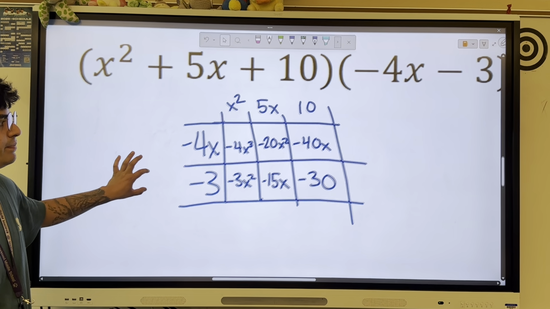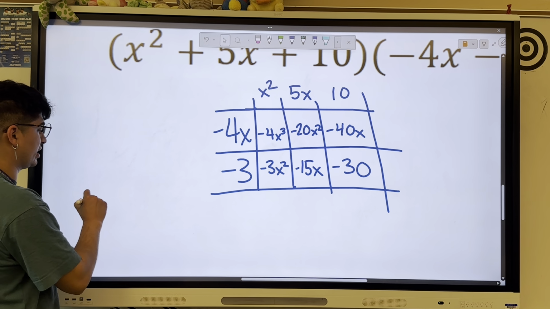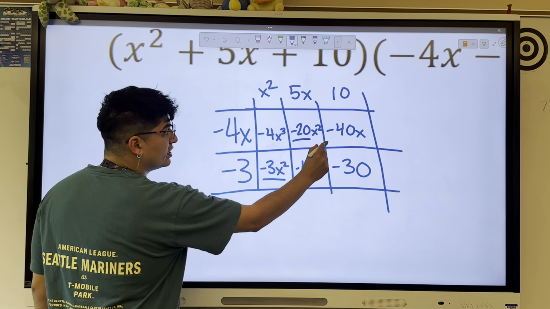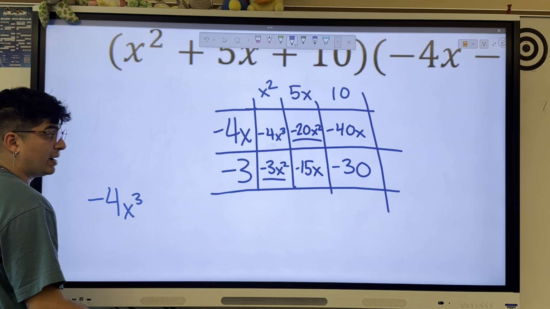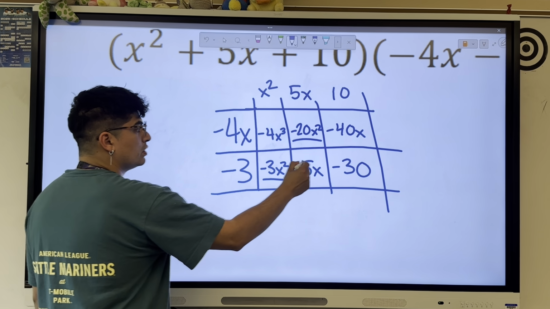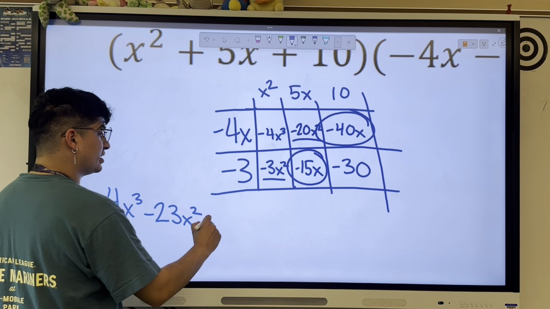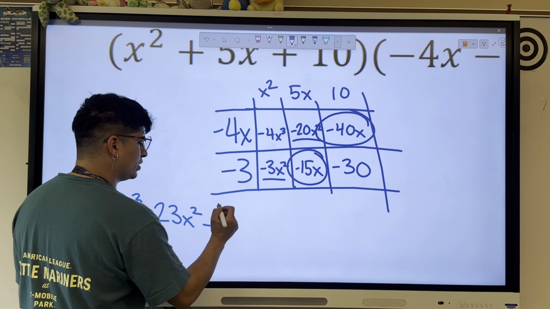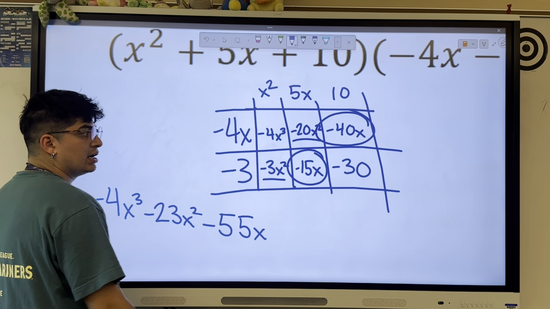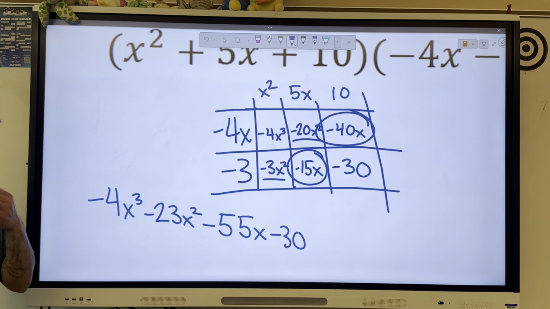Well, let's see what we can combine. This is the only one that has a power of 3, so I'm going to literally just write it all by itself, all by its lonesome. This one and this one, though, both have a squared, so you can combine them to make negative 23x squared. This one and this one can be combined because they both just have x, meaning it's going to be negative 55x. And then finally, last term that has no variable, negative 30. Nothing else you can do from here.